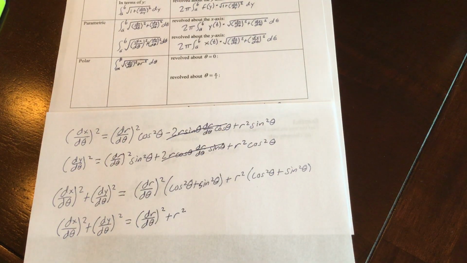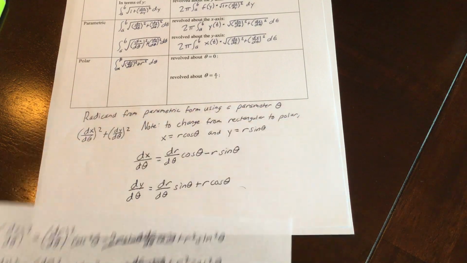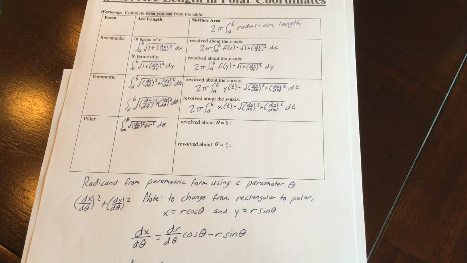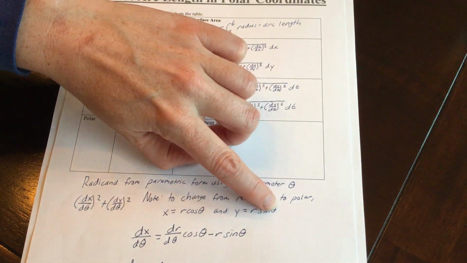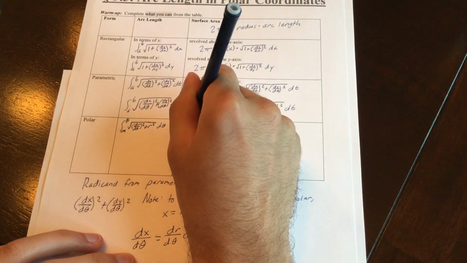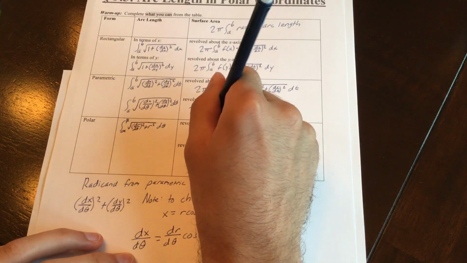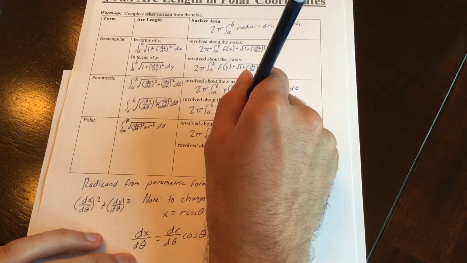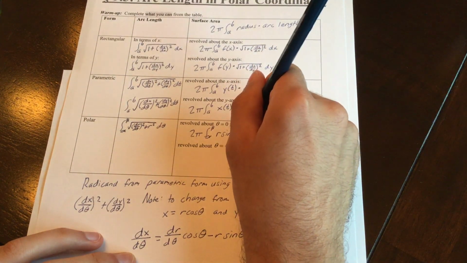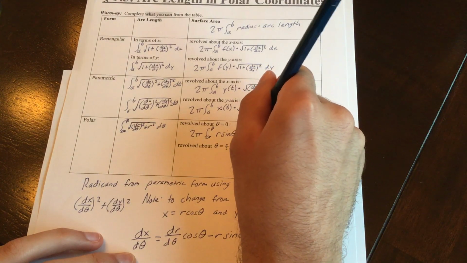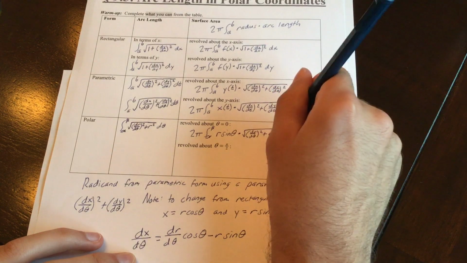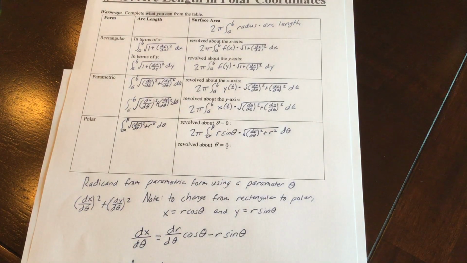There you go. All right, now revolving a graph about theta equals 0. Theta equals 0 is just the x-axis. So if you take any curve and revolve it around the x-axis, your radius would be your y-coordinate, but in polar form, y is equal to r sine theta. So the surface area would be 2 pi times the integral from alpha to beta of y, which is equivalent to r sine theta, times the square root of dr d theta squared plus r squared.